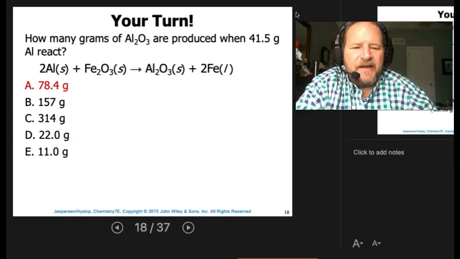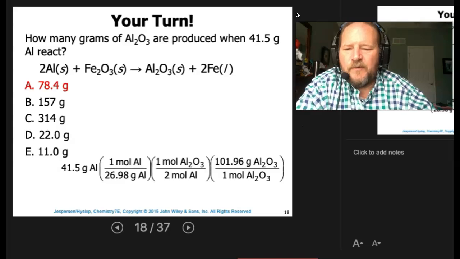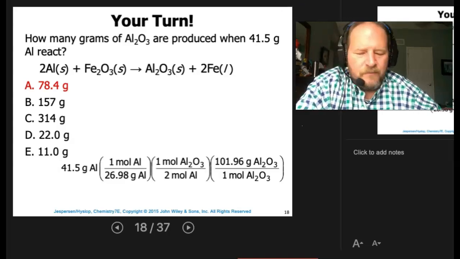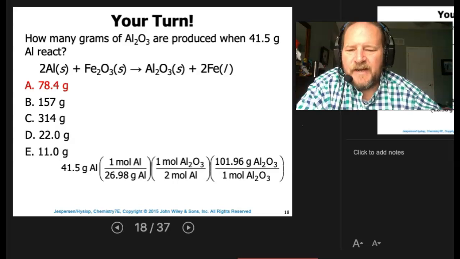So hopefully you came up with A. And now how should you have done this? Well, you're going to start with the 41.5 grams of aluminum. We're going to use our periodic table, get the molar mass from there. Going to cancel out grams of aluminum. We'll be in moles of aluminum.